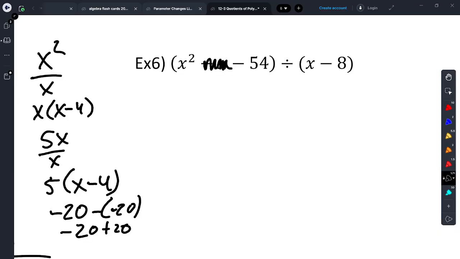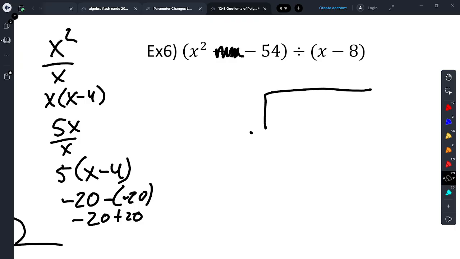If you start trying to divide this, you're going to run into a problem. In fact, don't copy this. I just want you to see. If you don't copy this, just watch. If I just write it like this, right? Watch what happens. I get x minus 8. I say x goes into x squared how many times?